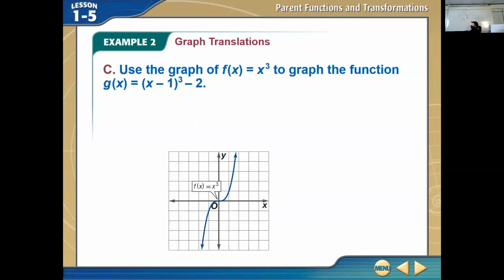Okay, use the graph of f of x is equal to x cubed to graph the function (x minus 1) cubed minus 2. So this is combining them both. This graph is shifted to the right 1 because the inside value to make it 0 is 1. So it's shifted to the right 1, and then it's shifted down 2.